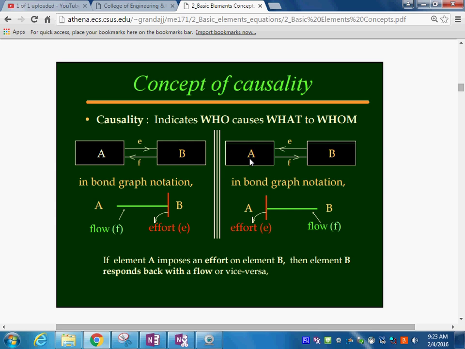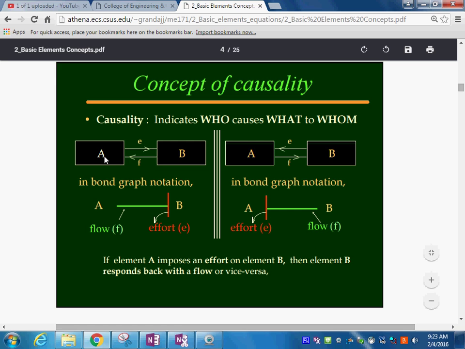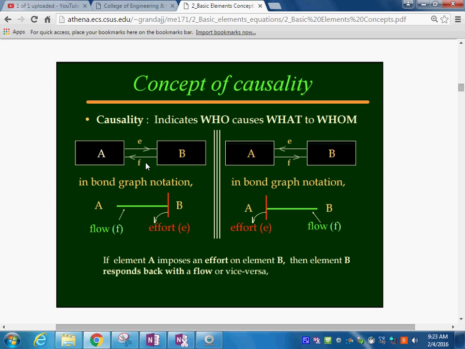Now there is an important concept that we need to go over, and that's the concept of causality, which is the interaction between element A and element B. In this particular case on the left-hand side, A acts on B through this variable E. B responds to A with the variable F. So if I apply a force to a body, the body acquires a velocity. The cause is the force, and the consequence, or the effect, is the velocity.